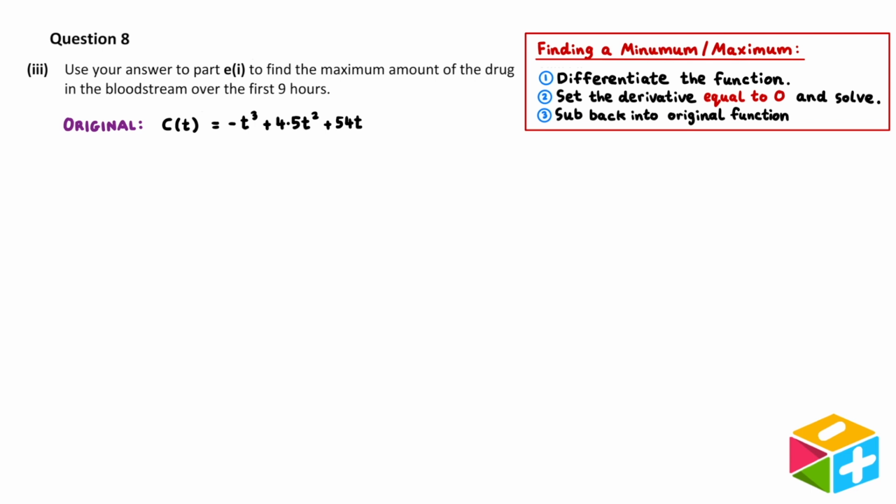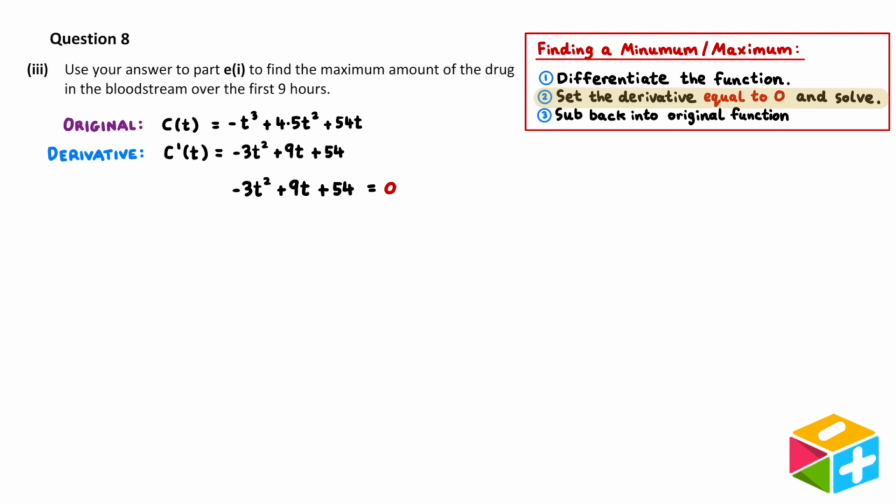The original function we were given was c of t is equal to minus t to the power of 3 plus 4.5t squared plus 54t. The first step would be to differentiate this function, but this is something we already did in part II. Here, we found that the derivative, c dash of t, is equal to minus 3t squared plus 9t plus 54. The second step is to create an equation by setting this derivative equal to 0.